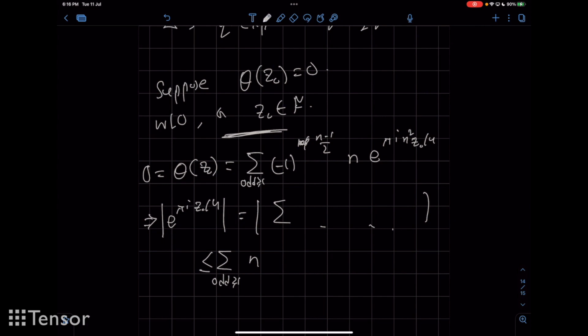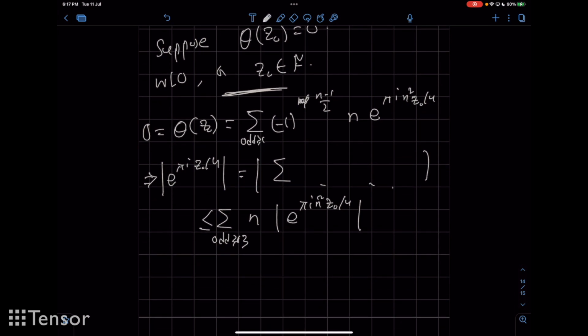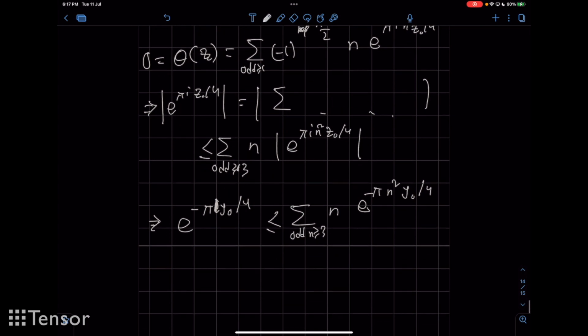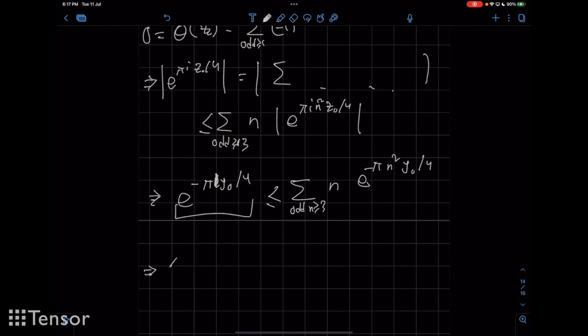Yeah, so it should be 3, right? Thank you. And n times e to the pi i n squared z naught over 4. And we write z naught as x naught plus i y naught. So we get e to the negative pi, sorry, there's no i now, y naught over 4 smaller than the sum of odd n that are greater than or equal to 3 of n e to the negative pi n squared y naught over 4. Then we divide by this term to get 1 smaller than or equal to the sum of odd n greater than or equal to 3 of n e to the minus pi (n squared minus 1) y naught over 4.